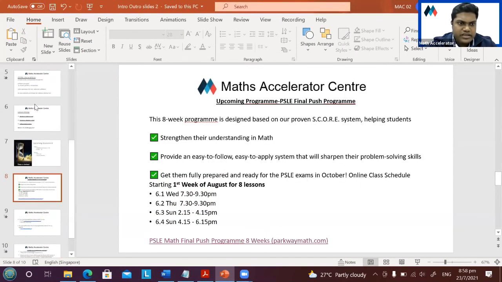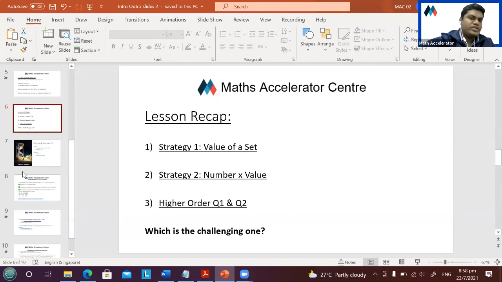Okay, so lesson recap. What we did today was strategy one, a value of a set. Then number times value. And lastly, we did higher order questions one and two. So among these three, which one do you think is the hardest? Can you all quickly type in the chat? Whether it's one, two, or three, which one do you think is the most challenging?